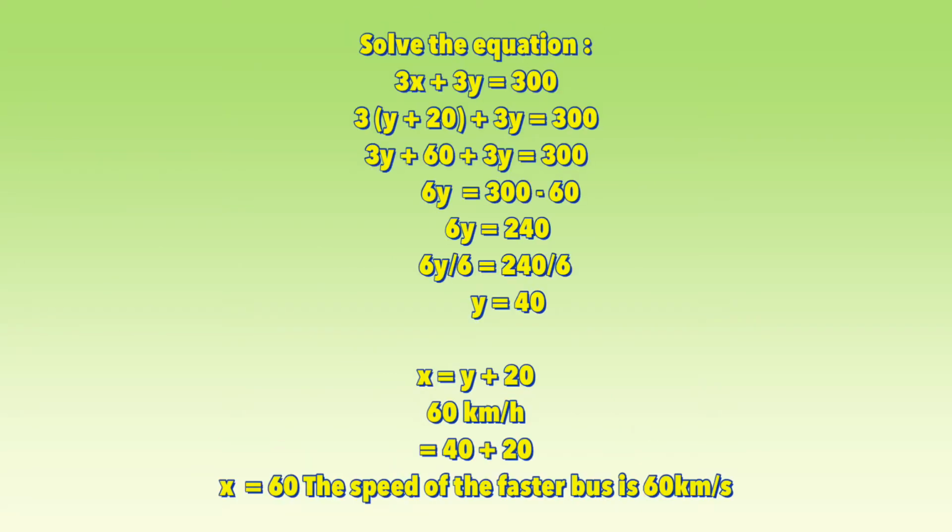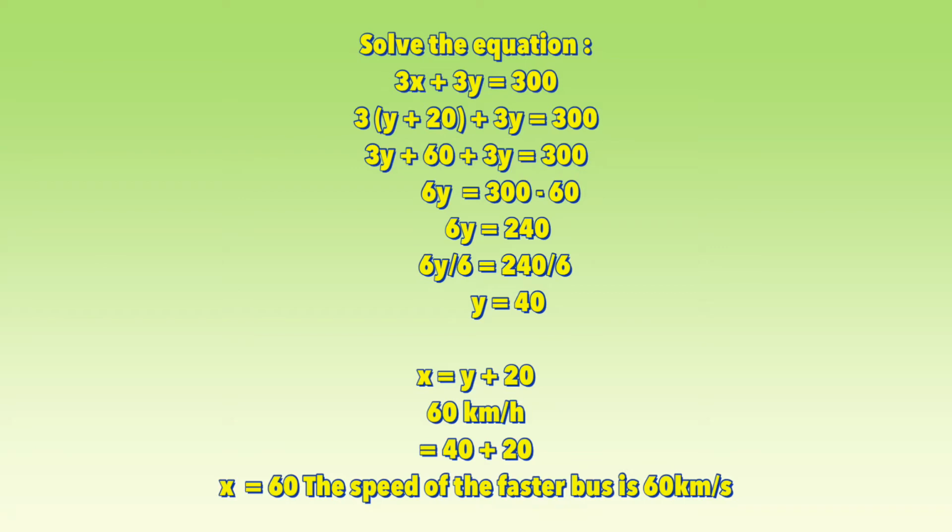Then solve for the equation. We have the equation 1 and 3x plus 3y equals 300. Since equation 1 gives x equals y plus 20, we're going to substitute for the value of x. So 3 times (y plus 20) plus 3y equals 300.